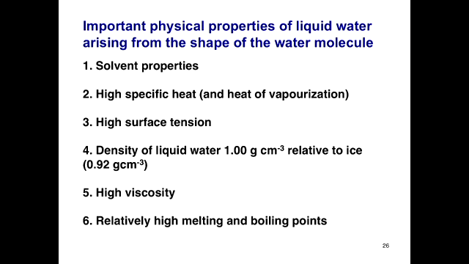The high intermolecular associations lead to high viscosity, and the relatively high melting and boiling points are again the consequence of hydrogen bonding, all because it's a V-shaped molecule. If it was linear, it would be non-polar, and it wouldn't exhibit any of these properties.